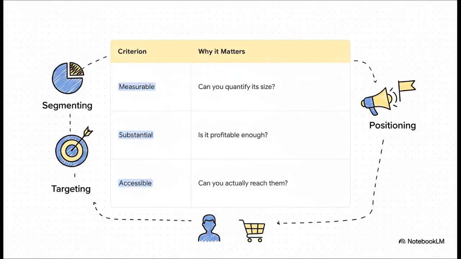So yeah, your segments need to pass a little quality check. Think of it like a checklist. First, are they measurable? Can you actually figure out how big they are? Second, are they substantial? Big enough to actually be profitable. And third, and this one's crucial, are they accessible? Can you actually reach these people with your marketing and your product?